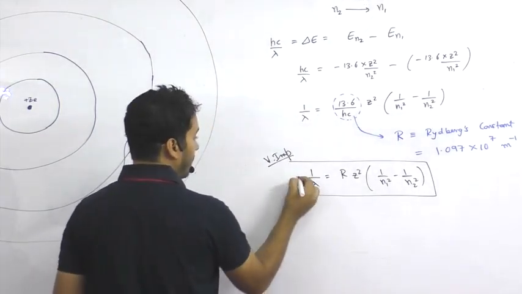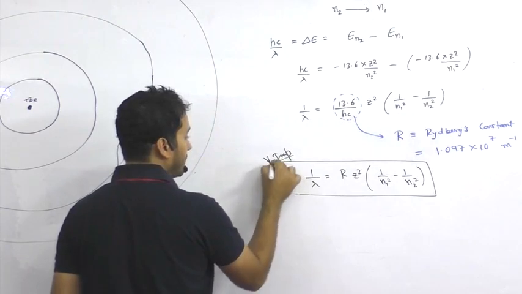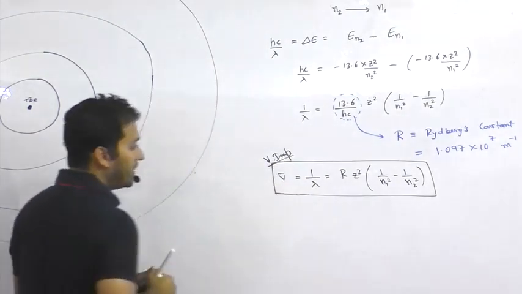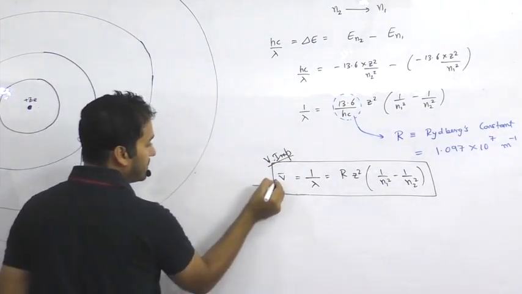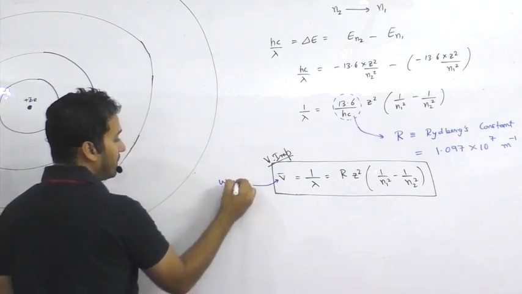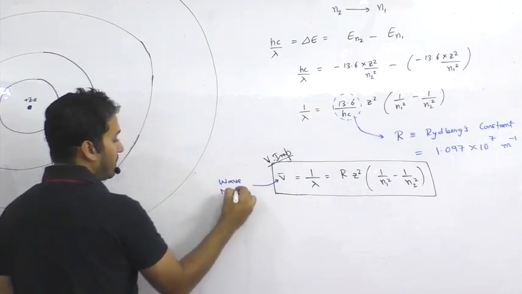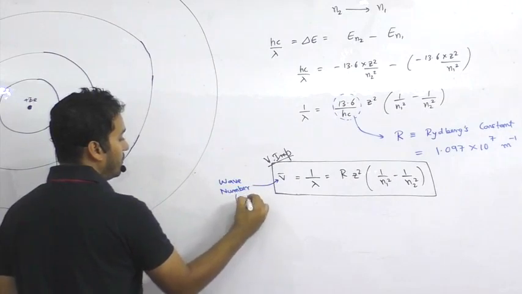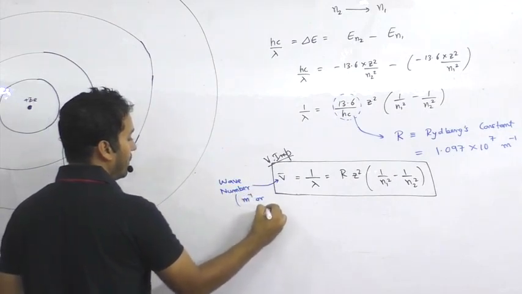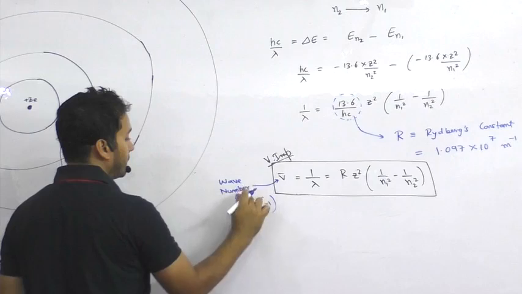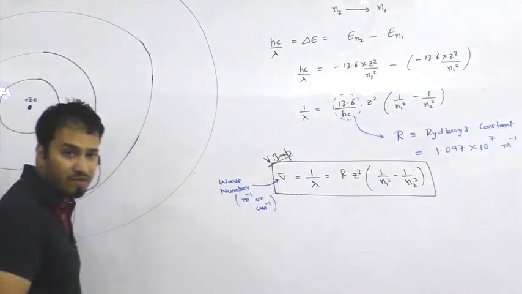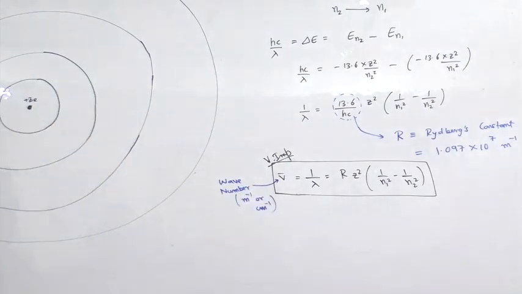1 by lambda is also written as nu dash, and this is known as the wave number. What will be the unit? Meter inverse or centimeter inverse. It is 1 by wavelength. The wave number is essentially 1 by wavelength, so it's measured in meter inverse.